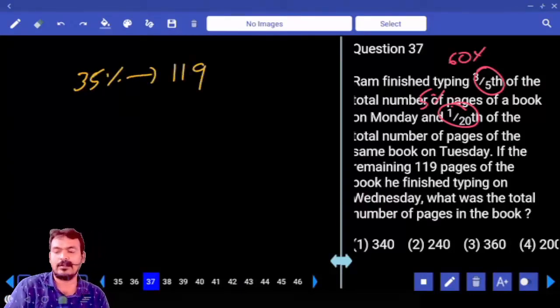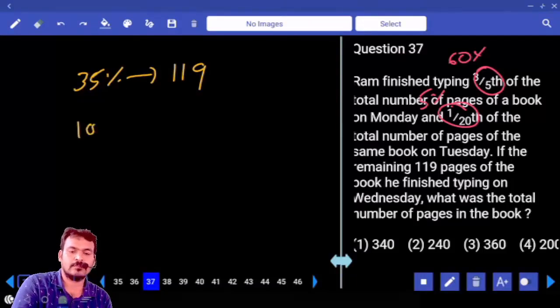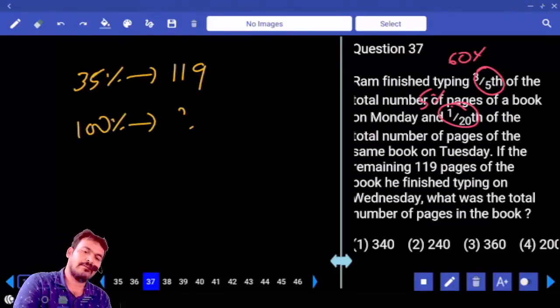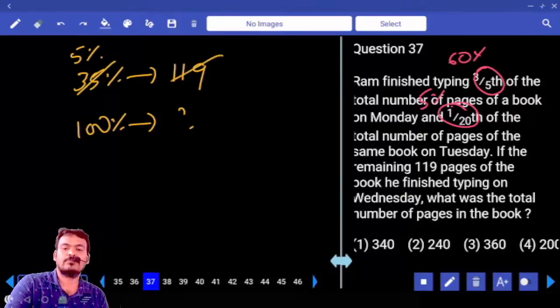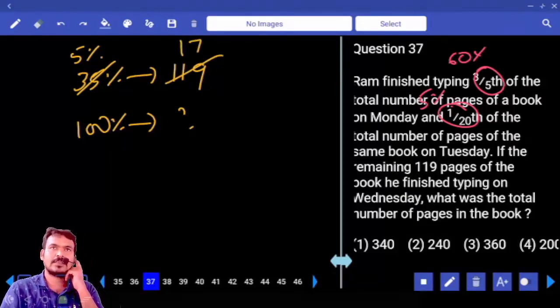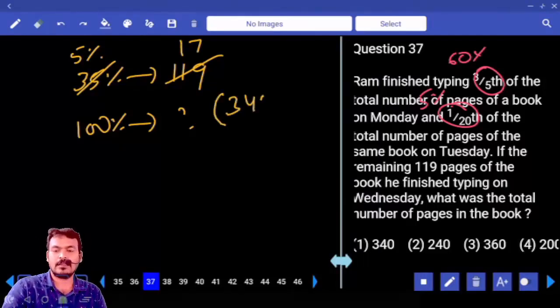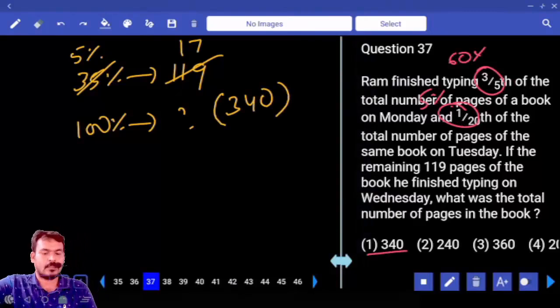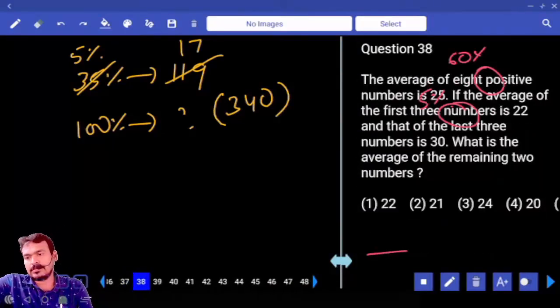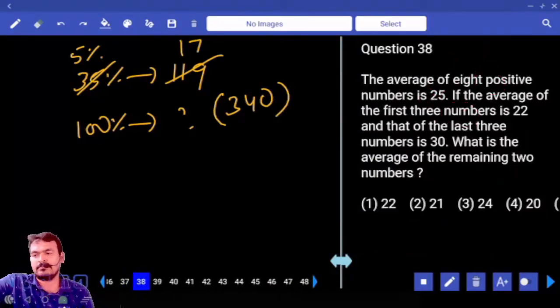35% value is 119. But we require the total pages. How much percent do we need? 100%. Okay. 7 times how many is 35? 5 times. 7 times how many is 119? 17 times. 5% is 17, so 10% is 34, and 100% is 340.